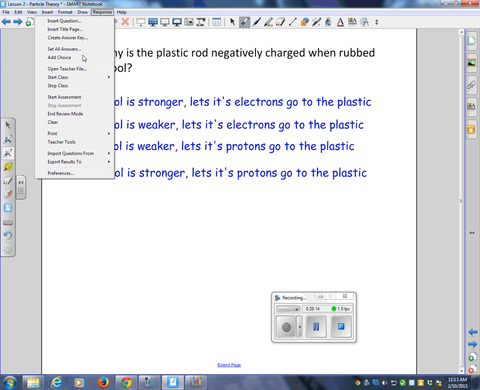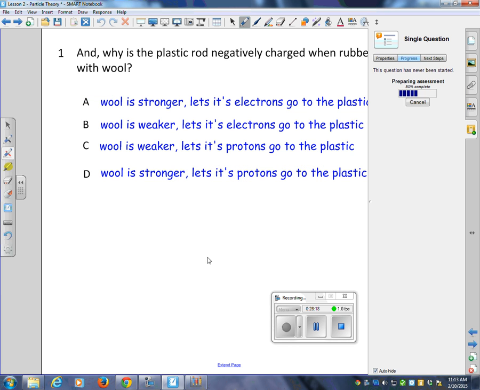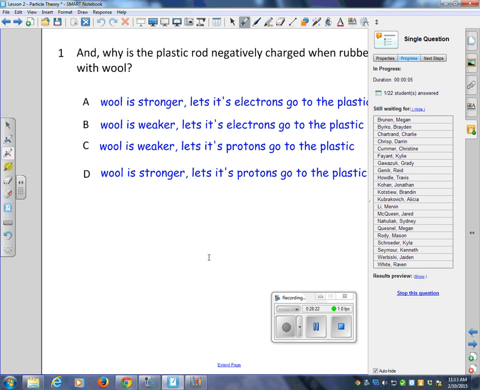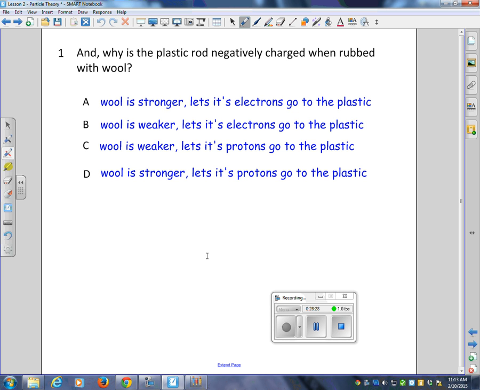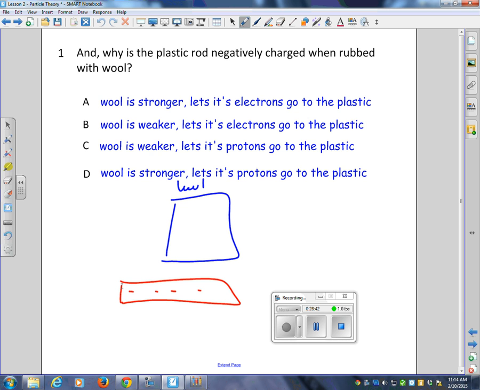Next one. Stop and think. This is a different one. You got to think. Plastic rod, wool. The plastic rod becomes negative. There's the wool. Think. I've taught you everything you need to know to answer the question correctly.